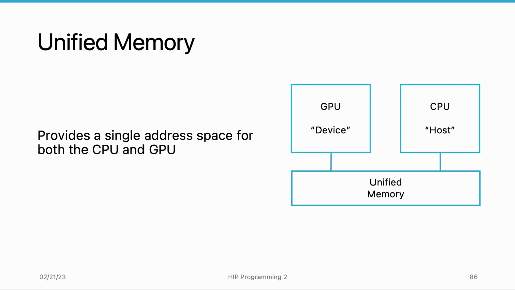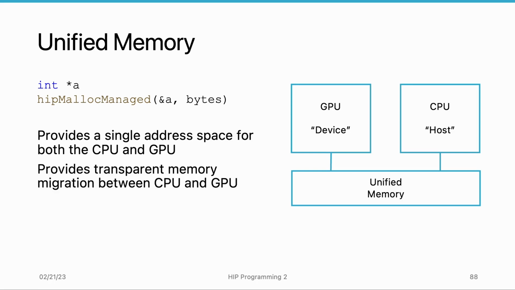Unified memory is a type of memory allocation in heap that provides a single address space for both the CPU and GPU. This means that data can be accessed by both the CPU and GPU without the need for explicit data transfers between host and device memory. The heap malloc managed function is used to allocate managed memory. The function takes two arguments, a pointer to the location where the allocated memory will be stored and the size of the memory to be allocated. Unified memory provides transparent memory migration between the CPU and GPU.